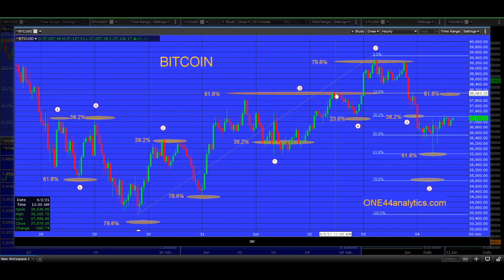Now, from this 61.8, we were looking for 61.8 the other way of where we just came from. But as you can see here, the market could only get back and even above 23.6%.